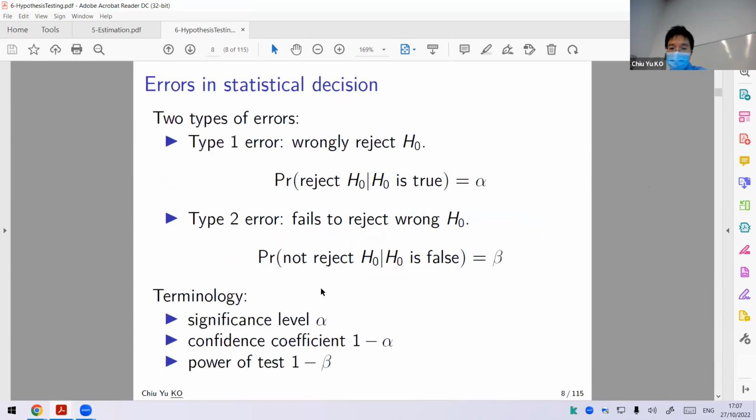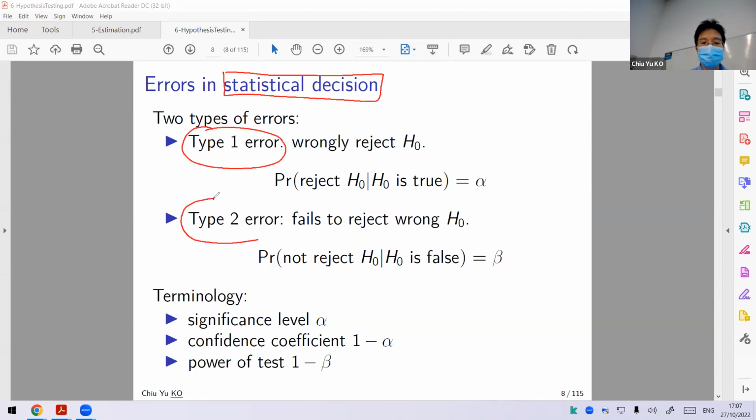So again, there's some more terminology. I'm sorry, but that is required. In general, this is also about making errors when making decisions with data. Some of you may have learned that there is type 1 error and type 2 error.